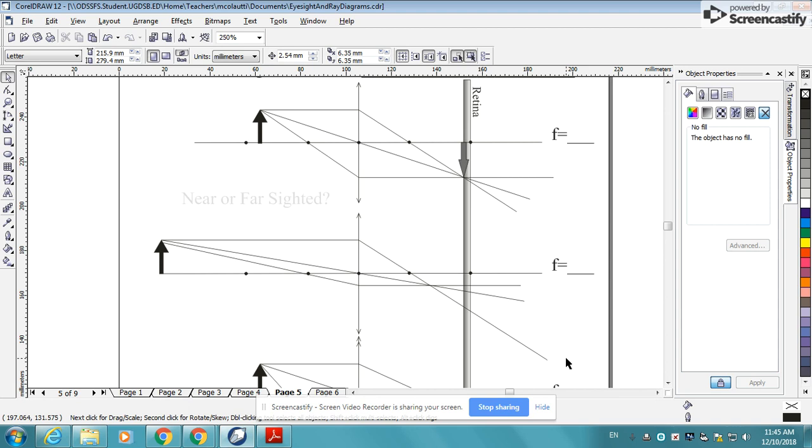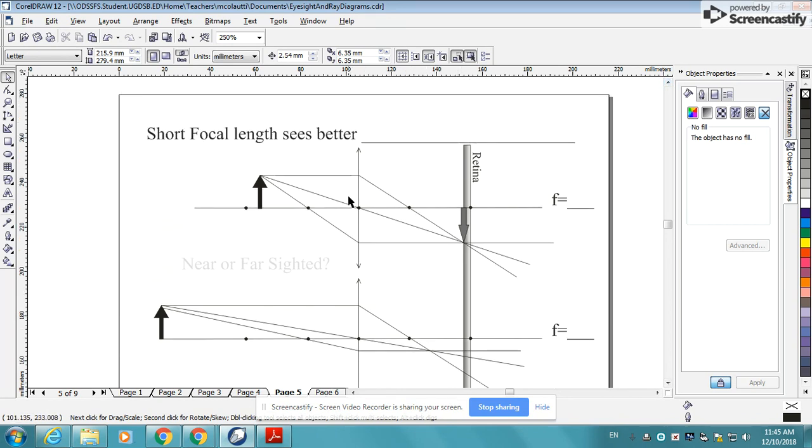If we turn to the next page, we see this series of ray diagrams. This is to be a human eye, and here's the retina. So there's our focus. First thing you're going to do is take a ruler and measure the focal length of this lens.